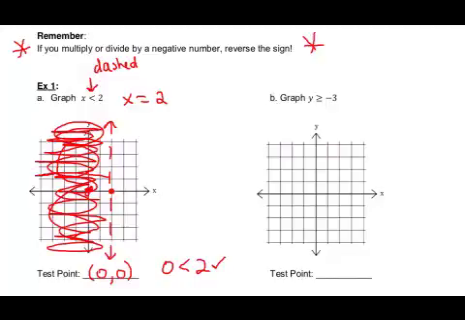For the second one, we're graphing y is greater than or equal to negative 3. Again, notice y equals is going to be a horizontal line at y equals negative 3. So go down on your y-axis, and it's going to be a horizontal line. But again, notice our symbol. We have greater than or equal to. This means that it's going to be a solid line.